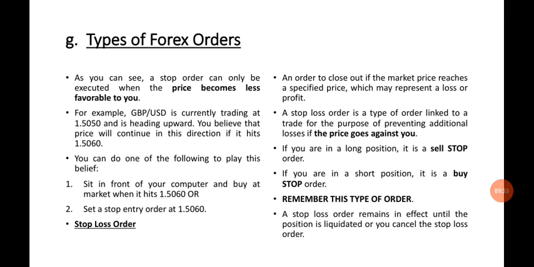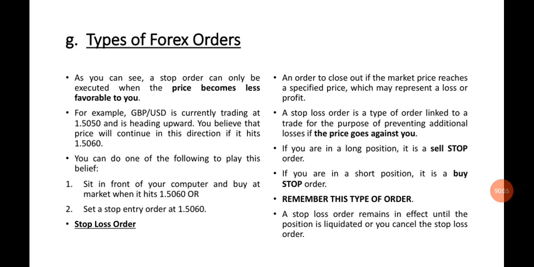For example, Great British Pound versus the United States dollar is currently trading at 1.5050 and is heading upward. You believe that the price will continue in this direction if it hits 1.5060. You can do one of the following things to play this belief: sit in front of your computer and buy at market when it hits 1.5060, or you set a stop entry order at 1.5060.